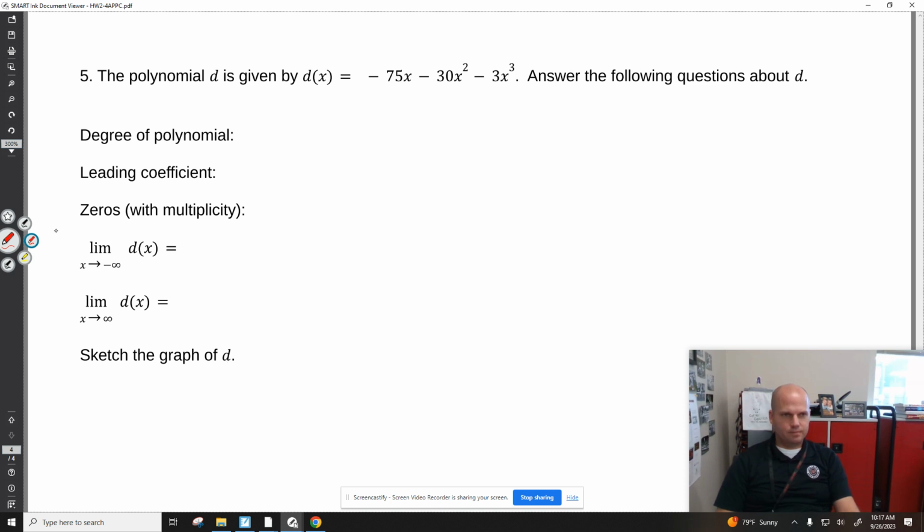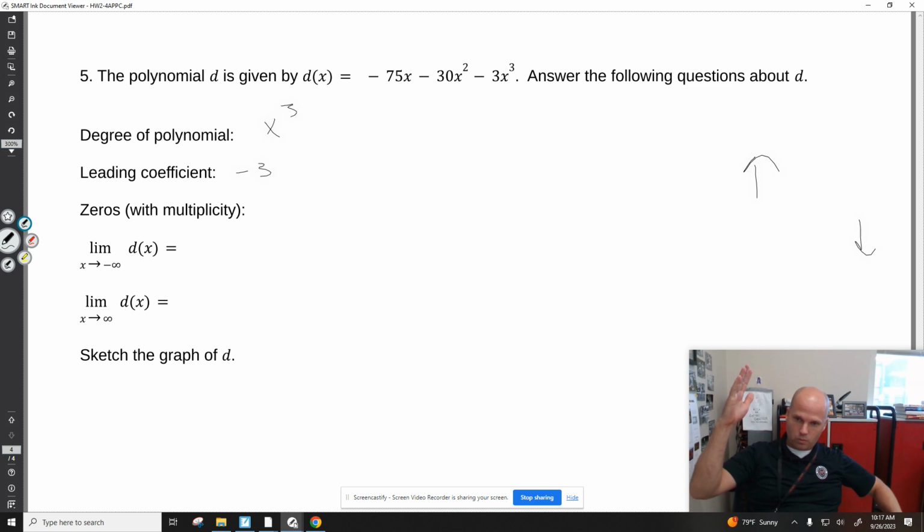Damn, got a factor. This is a cubic with a leading coefficient -3 because this is our highest degree term. End behavior of a negative cubic is just like we talked about, negative x squared. So to the left, I'm going up. To the right, I'm going down. I have to factor.